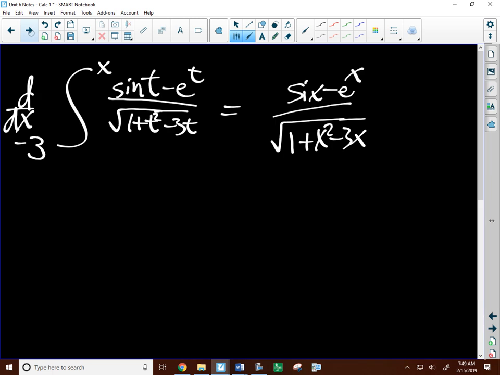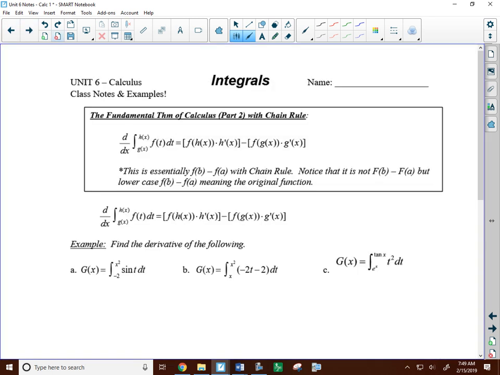Okay, I know it's a little abstract because you have to trust that FTC2 is working it out. So here's another look at FTC2, but with chain rule. This says it's not just a to x. It could be any function here. It could be like x squared, 4x, what we just saw.